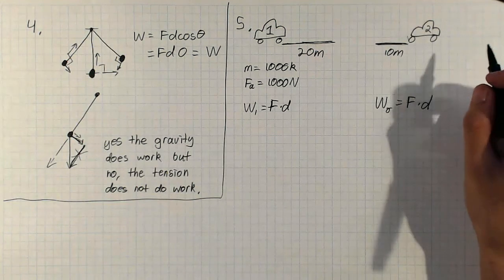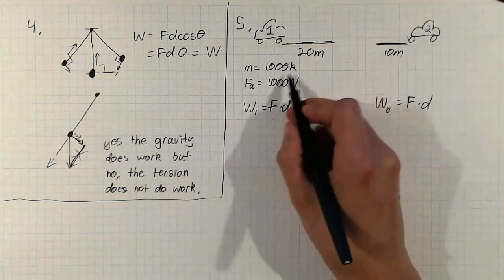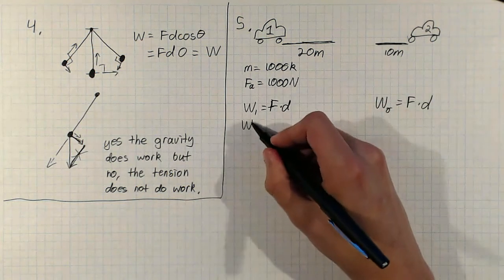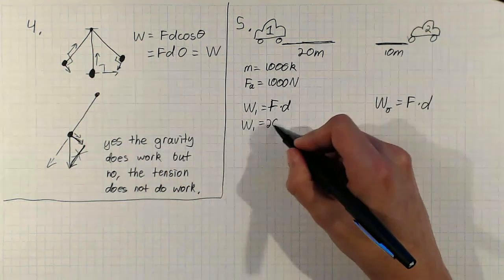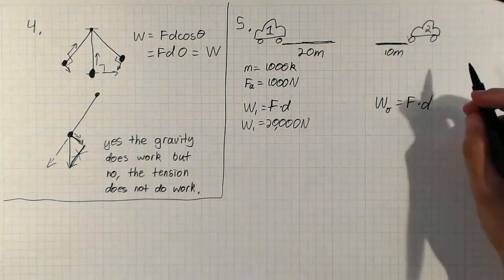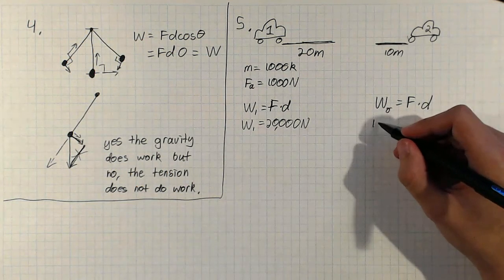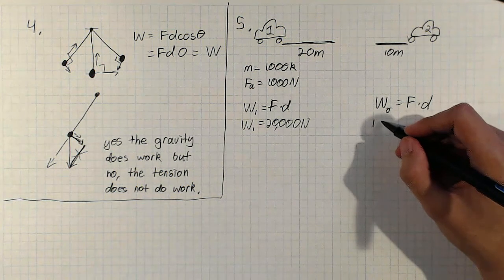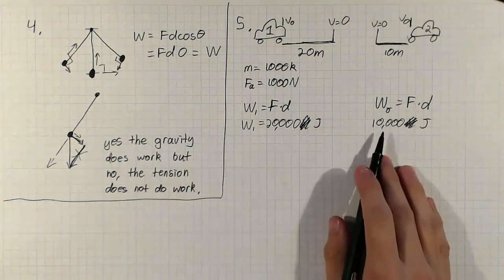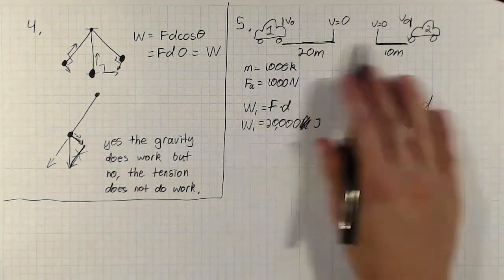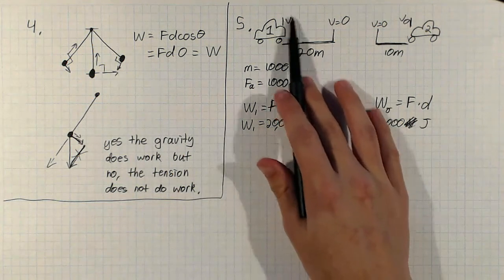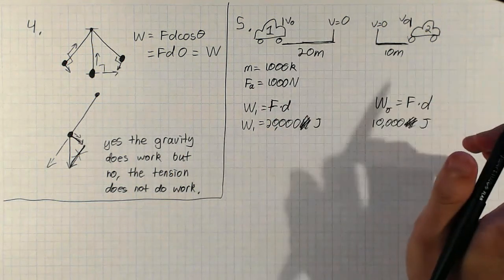Both the forces are 1,000 newtons, but they have different distances. So the work for car 1 is equal to 20,000 newtons, and the work for car 2 is equal to 10,000 newtons. What this means is it took this much energy, 20,000 and 10,000 joules respectively for each car, to bring them to a stop over this distance from their initial velocity to their final velocity of 0.